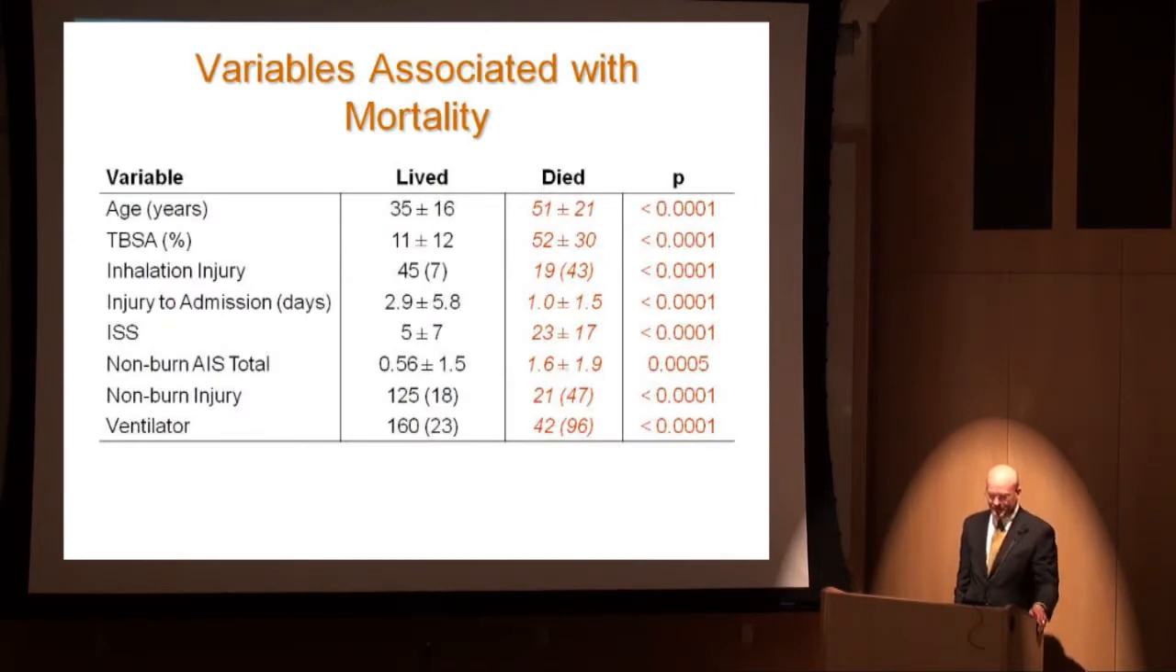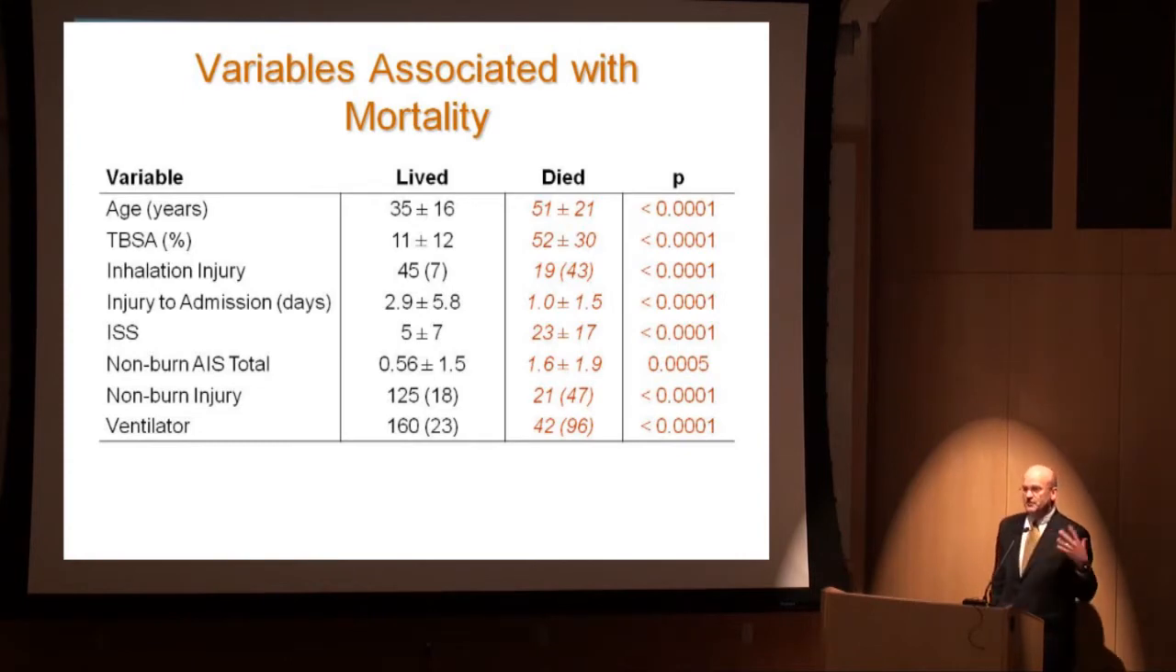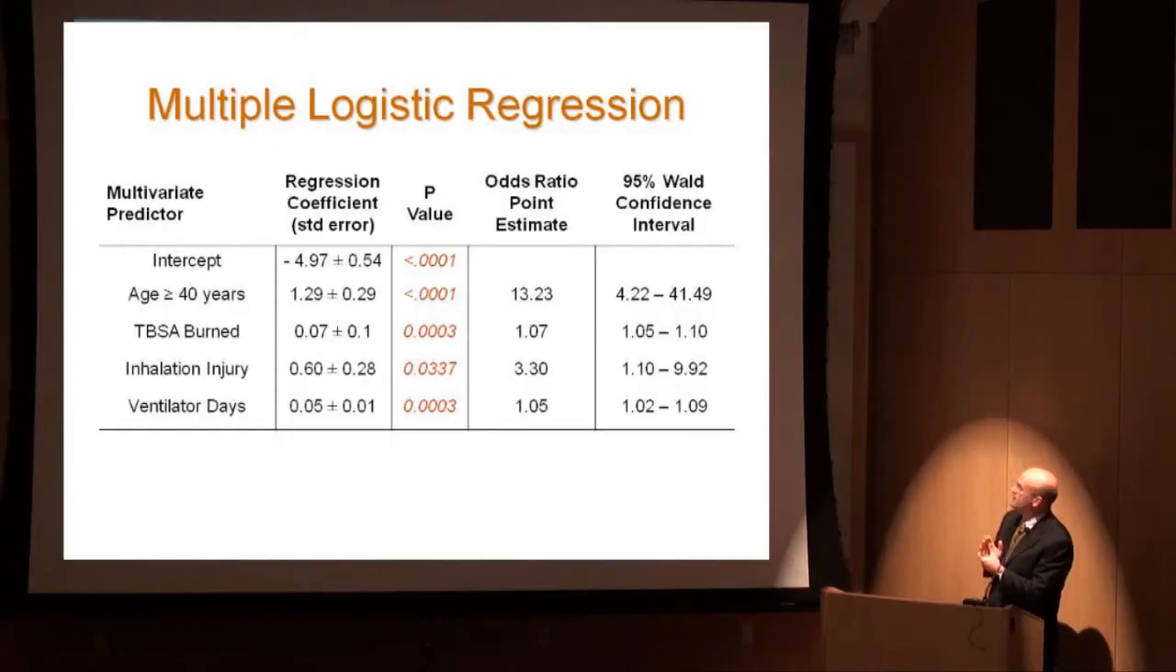And then other variables associated with mortality: you can see that when we put it all together into this multivariate logistic regression, the usual stuff comes to the forefront: age, TBSA, inhalation injury, injury to admission was significant, ISS, and ventilator days obviously was another thing that was important. But the problem is that actually ventilator free days is what we ended up using in this final analysis. And then when you put it all together, these are the things that were important: age, burn size, inhalation injury, and days that you're on a ventilator.